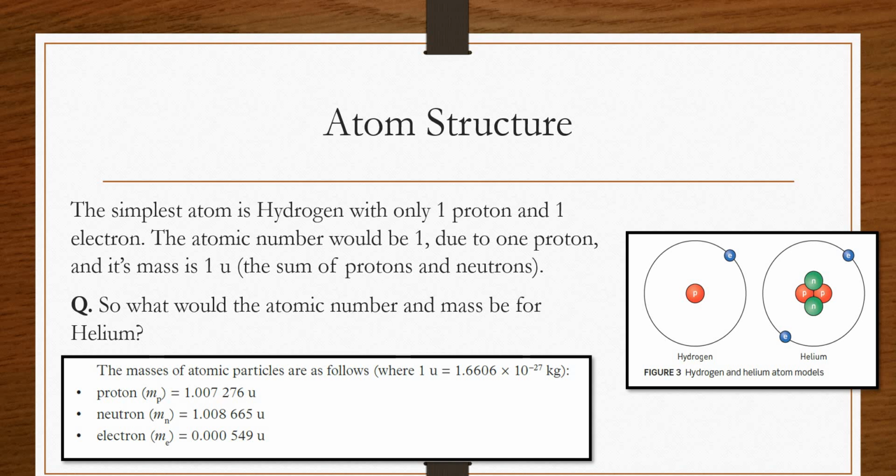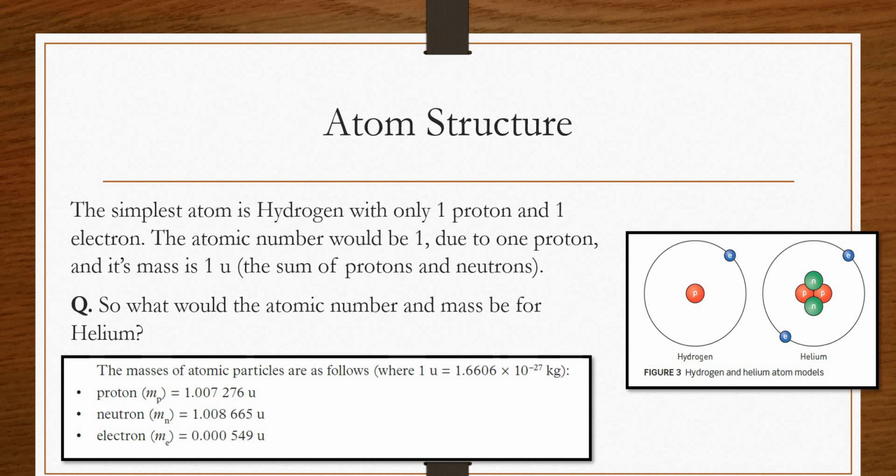Okay. So the simplest atom is hydrogen: 1 proton, 1 electron. The atomic number would be 1. Its mass is 1 U. So we use U for the number of things in the nucleus. What would the atomic number and mass be for helium? So, the diagram of helium over on the right. What's the atomic number of helium? 2. What's its atomic mass? 4 U. So 4 units of mass. Pretty basic.